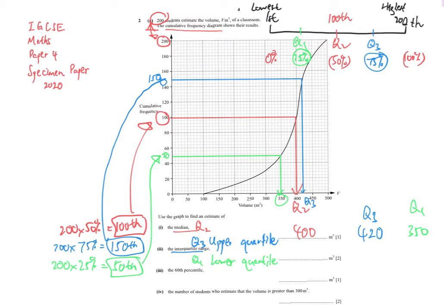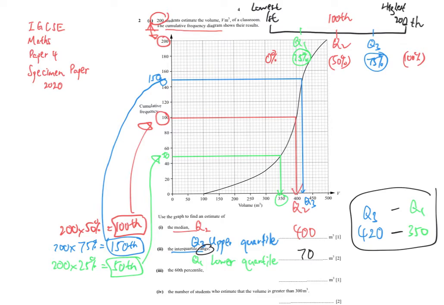But we want the interquartile range. It should be Q3 minus Q1. So actually here we should have 70 as the final answer for part A2.